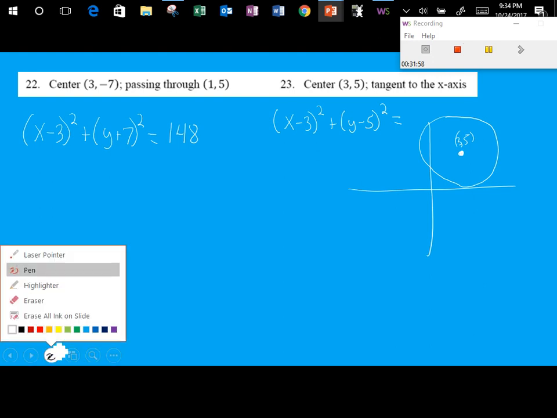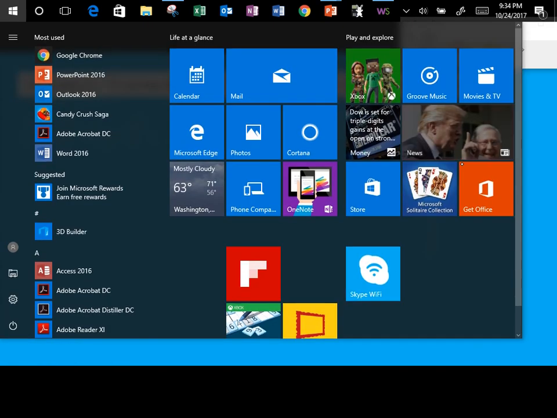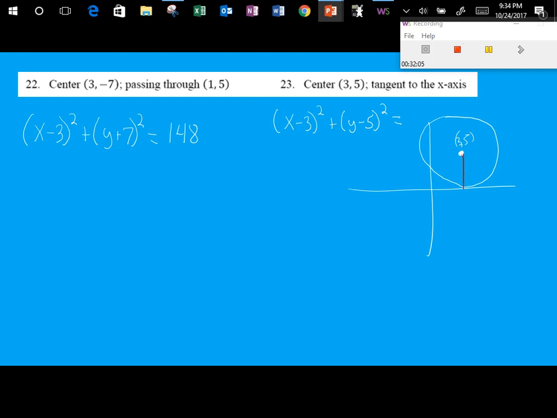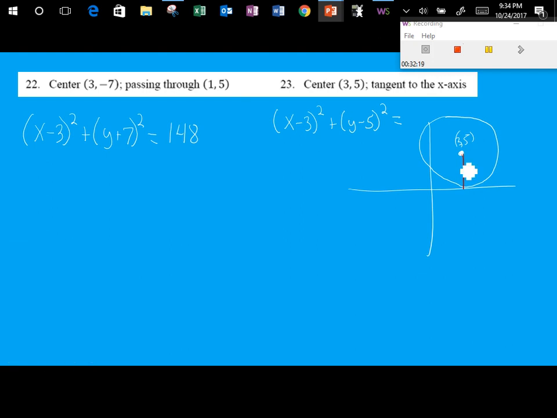Now, I need the distance from here to the x-axis. Now notice that's vertical distance. So to get to the x-axis, I need a 5. So that distance is 5. Squared is 25. So there's the equation of my circle with the center at 3, 5 that's tangent to the x-axis.